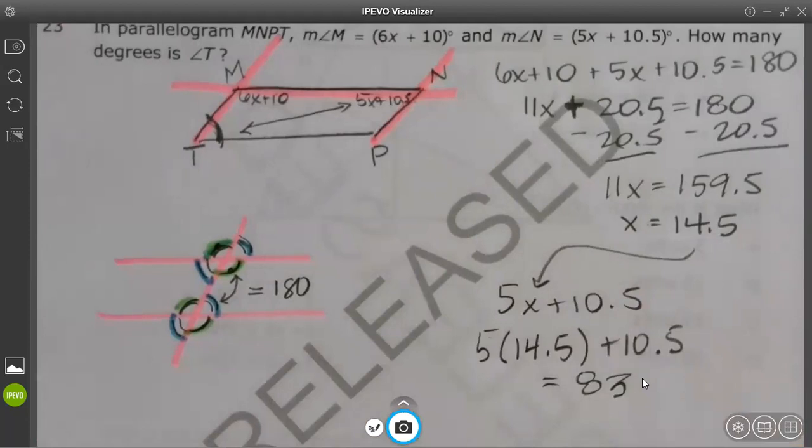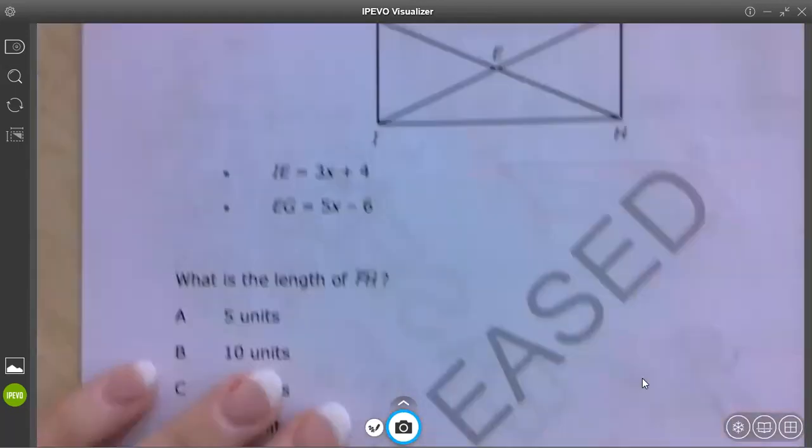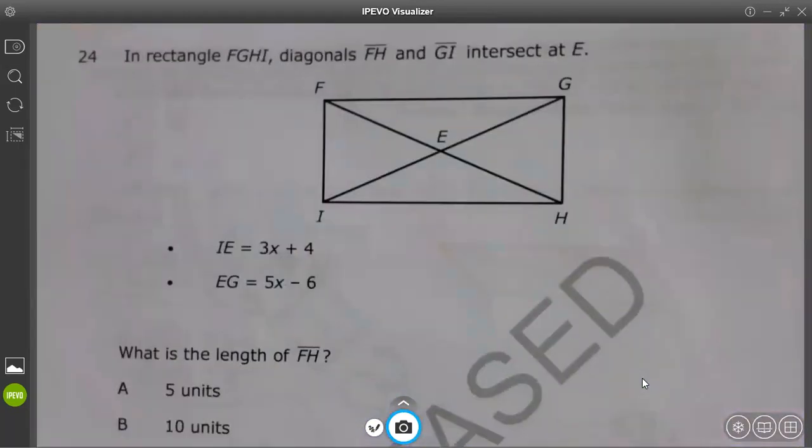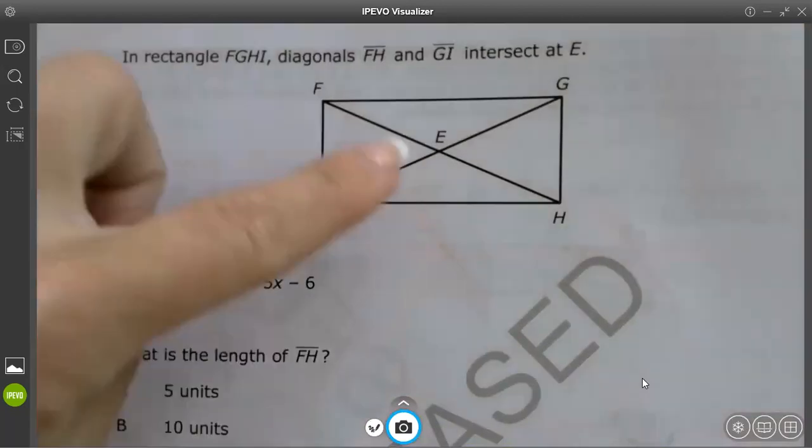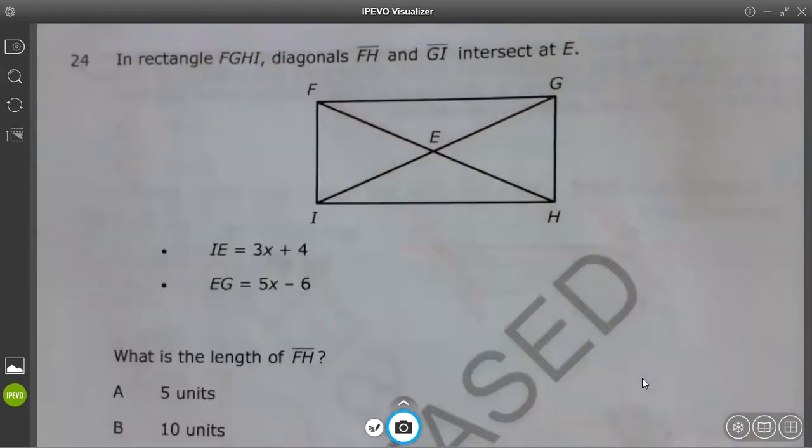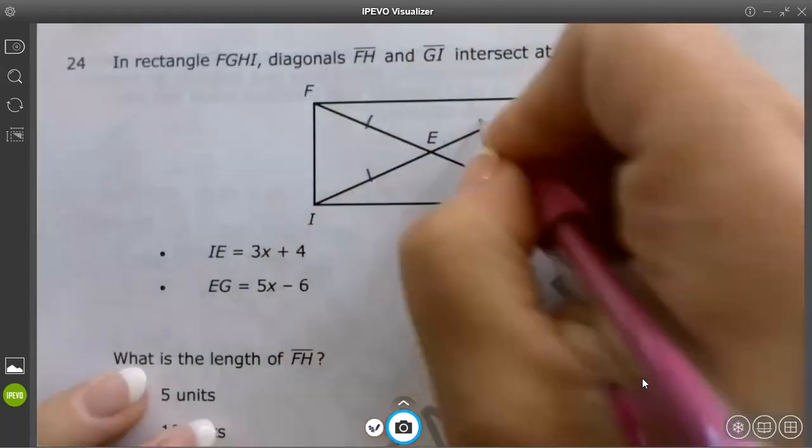Is everybody good? So again, see where it's testing math 1, math 2, and math 3. All right. Check this one out. Kind of the same thing. This is math 2 as well. In rectangle FGHI, diagonals FH and GI intersect at E. If it is a rectangle, what do you know about all of these parts, these lines? They're all the same. So everybody understand that? So all of these are the exact same length.